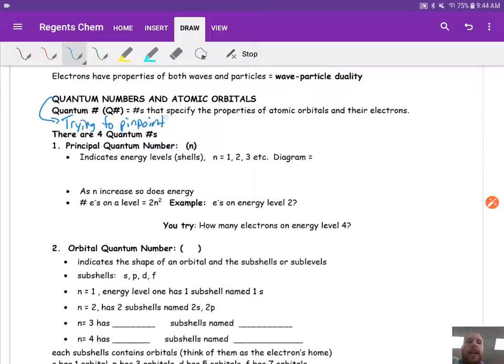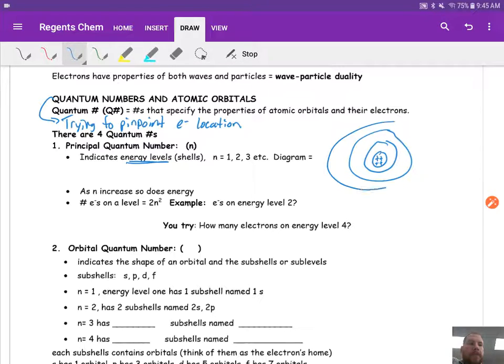So the first quantum number is called the principal quantum number. This indicates the energy level that the electrons are on. In terms of the traditional idea, like Bohr's planetary model, these would be the orbits. Each orbit is an energy level, so that would be a different principal quantum number. As n increases, so does energy. So the farther out you go, the bigger the ring, the more energy those electrons have.